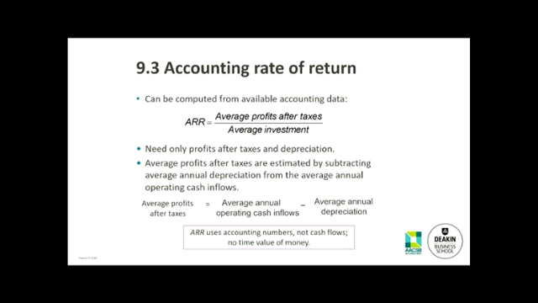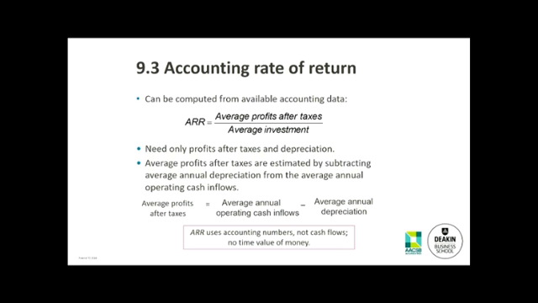Now, how are we going to work with the accounting rate of return? The accounting rate of return can be computed from available accounting data. Accounting rate of return equals average profit after tax divided by average investment. I will explain both numerator and denominator. Average investment, the denominator, is very easy to understand. It is simply the total amount of investment divided by 2, beginning and ending.